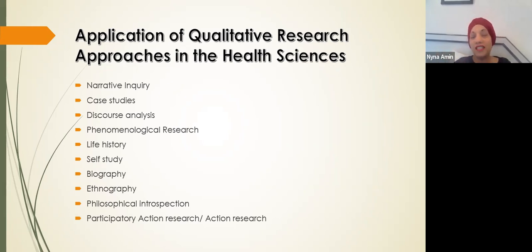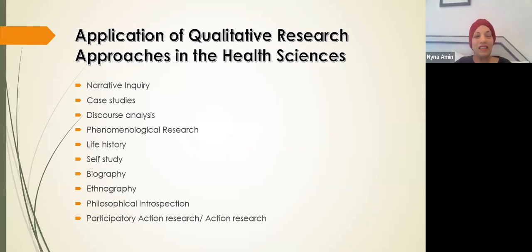Then one could do case studies. And a case study here could be the way you wish to define a case. Is the case the professional health caregivers? Or is the case about the patients? Or is the case an institution that offers health care? So you have the choice of choosing the case, and then, of course, applying the methods to it, which I'll speak to separately.